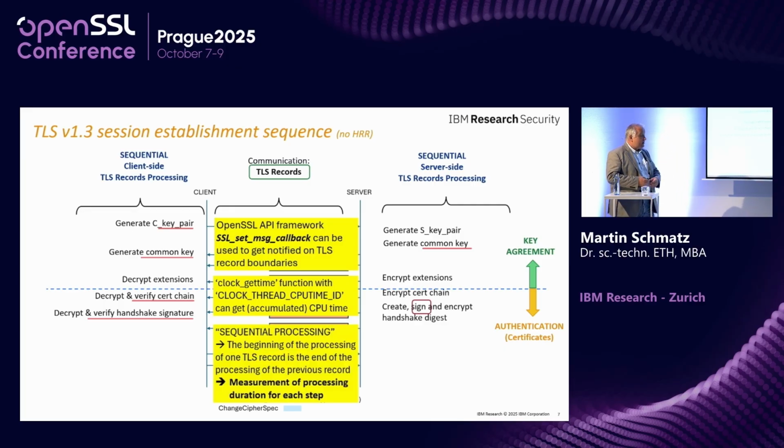And last but not least, the OpenSSL library at least is processing all these steps in a sequence. So if you put everything together, we realize that the onset of processing one of these records is, from a CPU cycle perspective, the end of the previous one. So we have a starting and an ending timestamp, which means we can measure how long it takes on the CPU to process it.